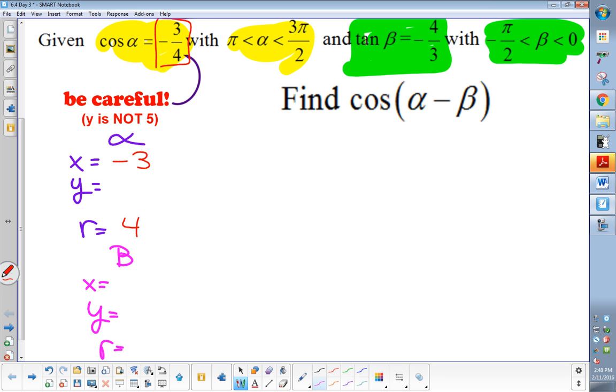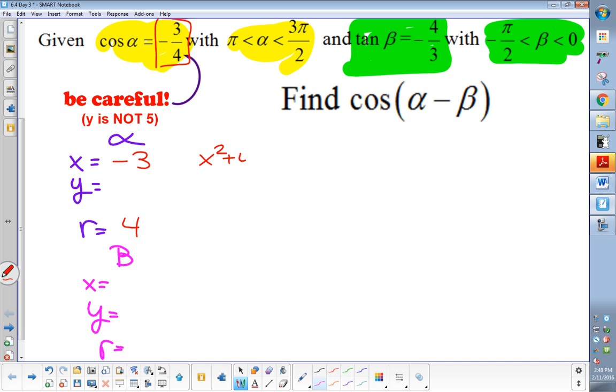Think about what we're talking about. This is a triangle. This is my radius, also known as my hypotenuse. If my r is 4, why is my y not 5? The radius has to be the biggest side. And if I said my y was 5, that would not be true. So this goes against the simple shortcut we've done every time.